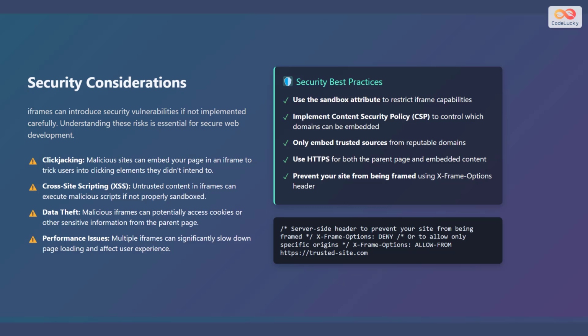Some security best practices include using the sandbox attribute to restrict iframe capabilities, implementing Content Security Policy, or CSP, to control which domains can be embedded, only embedding trusted sources from reputable domains, using Hypertext Transfer Protocol Secure, or HTTPS, for both the parent page and embedded content, and preventing your site from being framed using the X-Frame-Options header. Here is an example of that code.